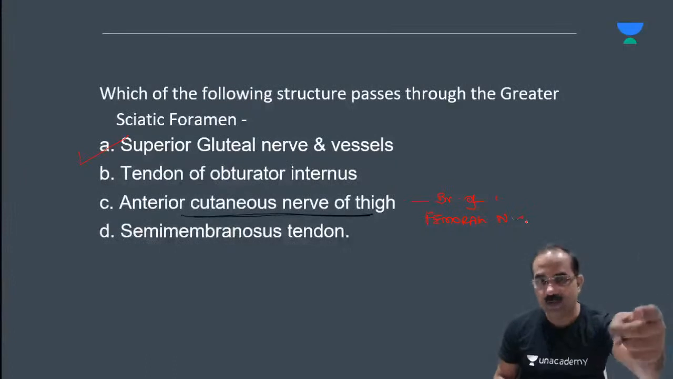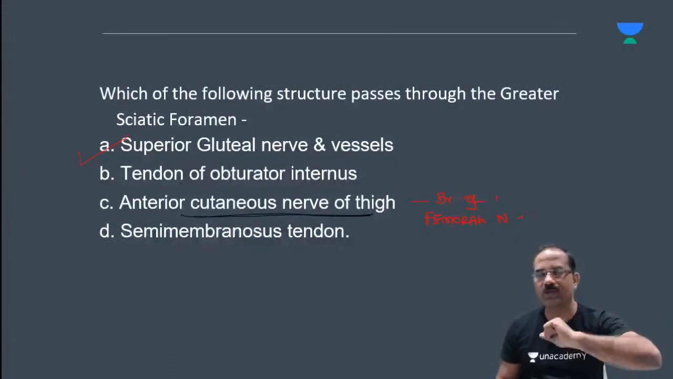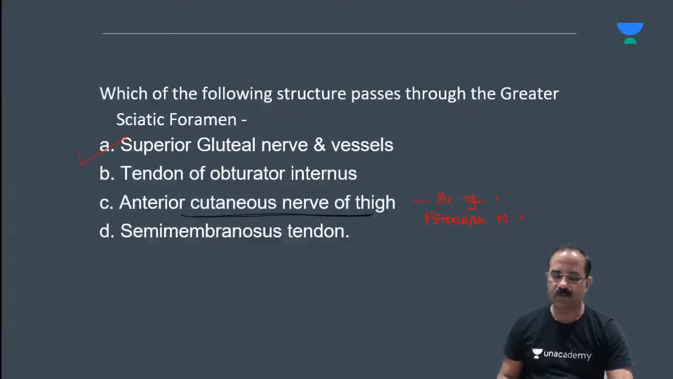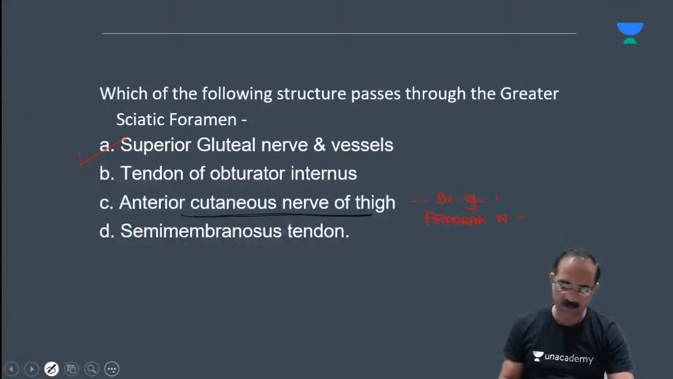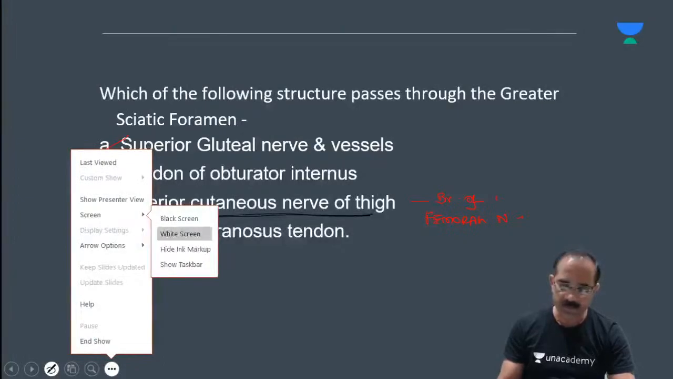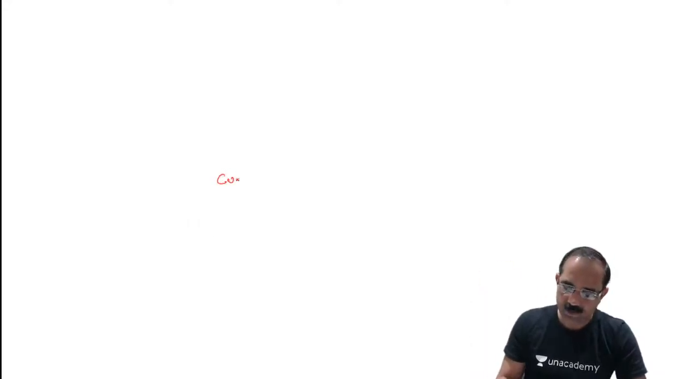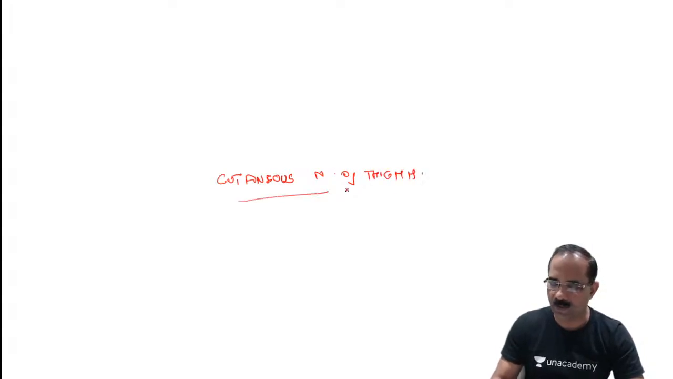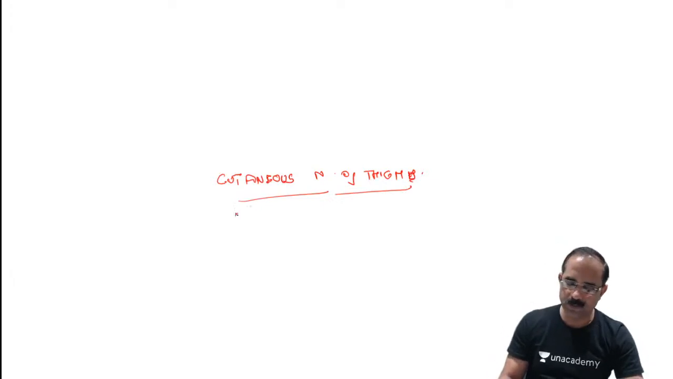And the posterior cutaneous nerve of the thigh is a branch of the sacral plexus. Are you getting this? So I'll just enumerate this for you. Cutaneous nerves of the thigh. To be very specific, how many cutaneous nerves of the thigh are there?